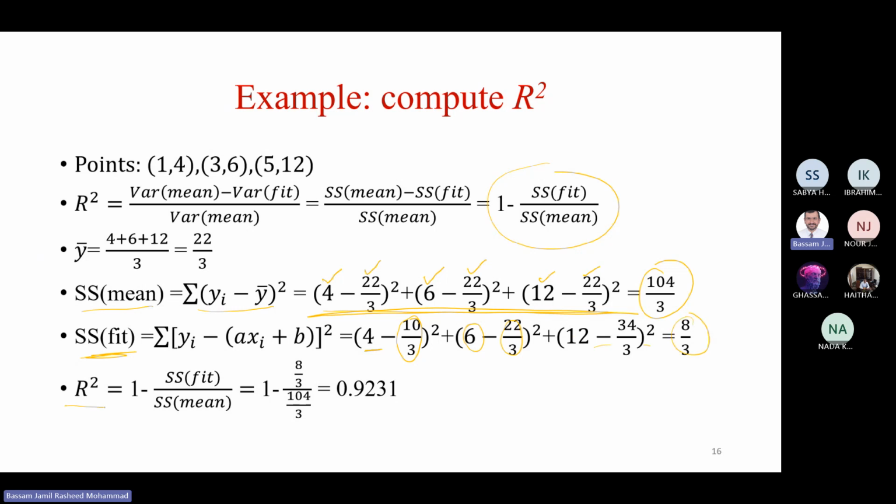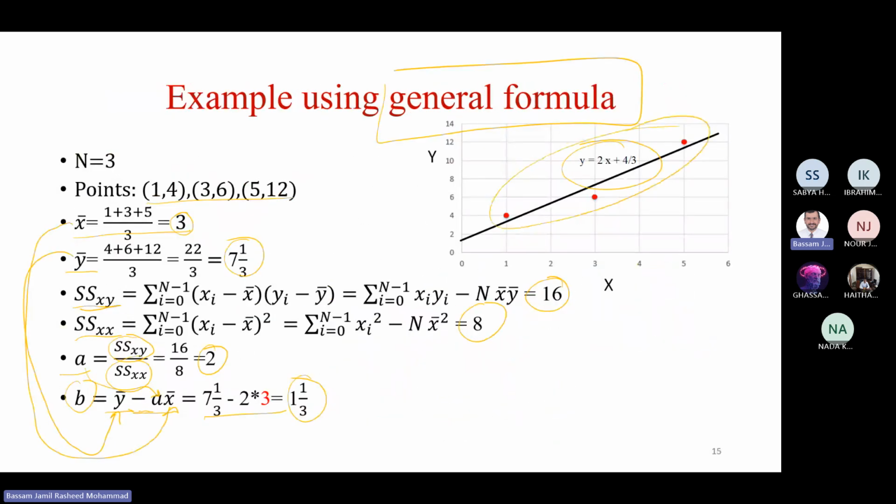Now computing R squared gives you 0.9231, which is very close to 1, which tells me that this model is really a good model. And you can see it graphically. You can see this model is close to the points. It minimizes the errors perfectly.